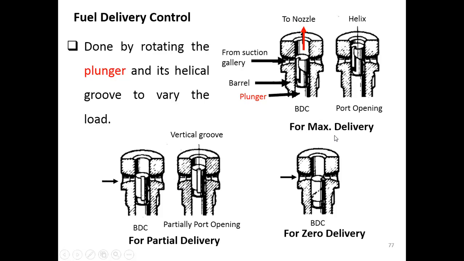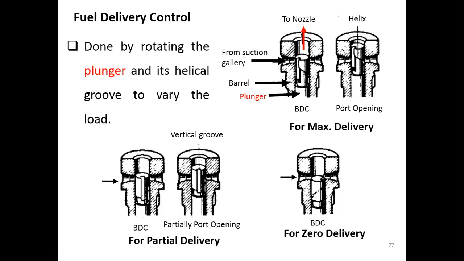But for maximum delivery, it will rotate such that this vertical groove will face directly with the fuel inlet port here to the nozzles. This can provide the maximum delivery of the fuel. And when it provides zero, it goes down. No more fuel is delivered to the nozzles.